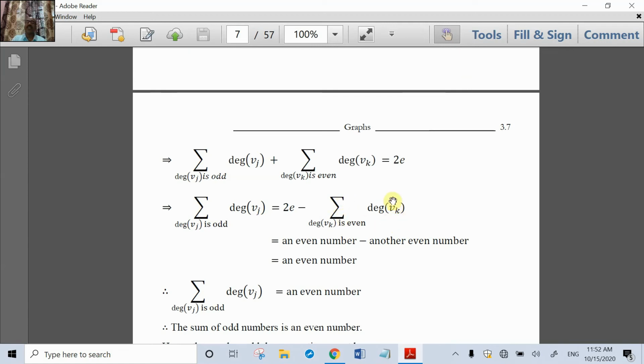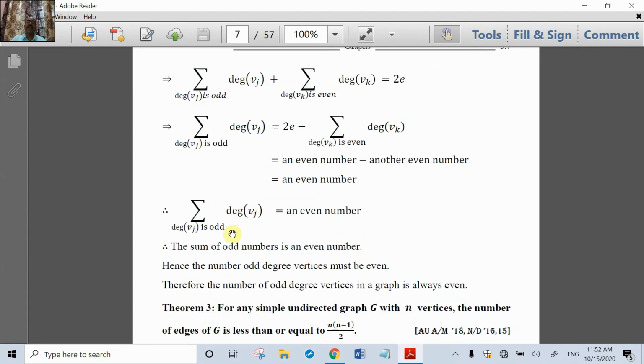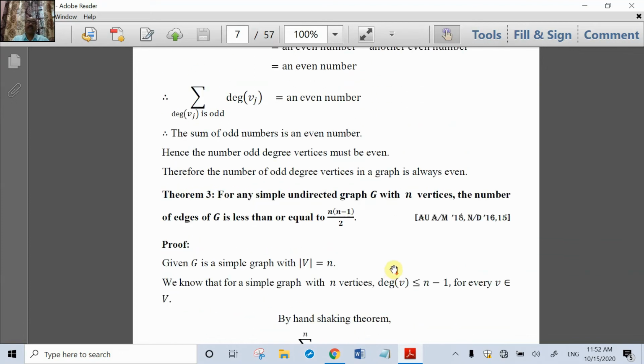Even degree sum is always even. 2e is always even. Even number minus even number is an even number. So therefore, the sum of the odd degrees is even. That implies the number of odd terms must be even, because only then is the sum an even number. Therefore, the number of odd degree vertices must always be even.